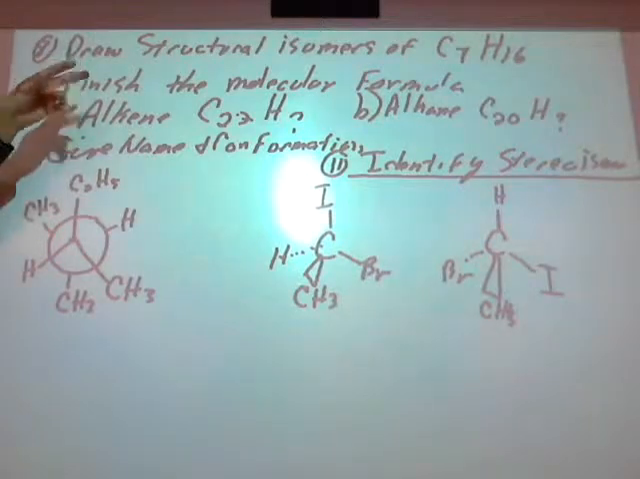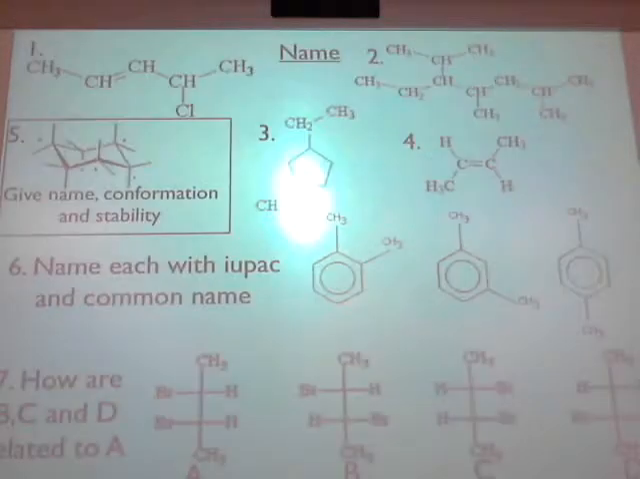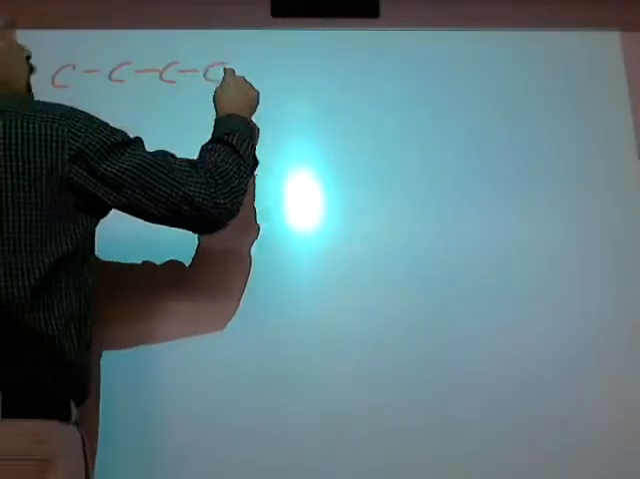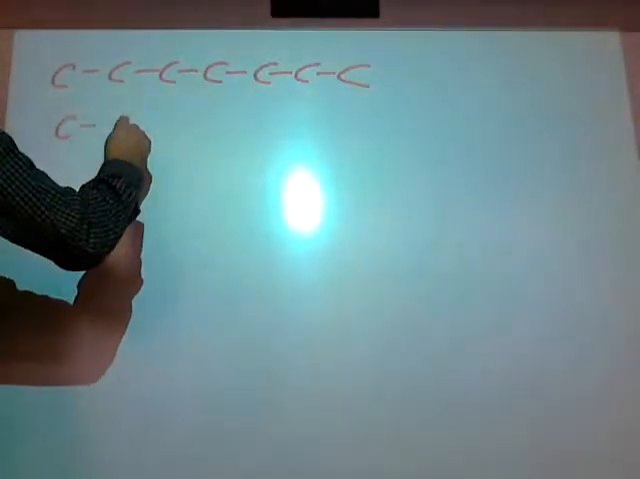Well, let's take a look. Structural isomers of C7H16. The first thing I'm going to do is go to the next board and show you what I mean by this. For C7H16, the first one I would do is just draw a straight line. Now, I'm not going to have time to fill in all the H's, but you should. I'll shorten it by 1.